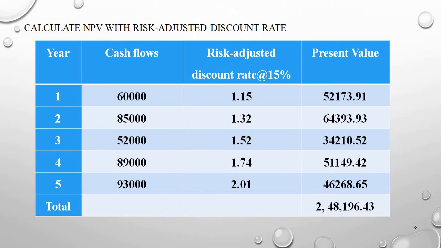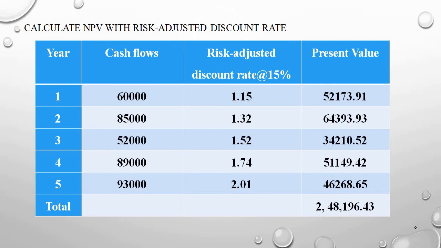For the first year, it will be 1.15. For the second year, it will be 1.32. For third year, it will be 1.52. For fourth year, it will be 1.74. For fifth year, it will be 2.01. The same has to be multiplied with the respective years of cash flows to get a present value.